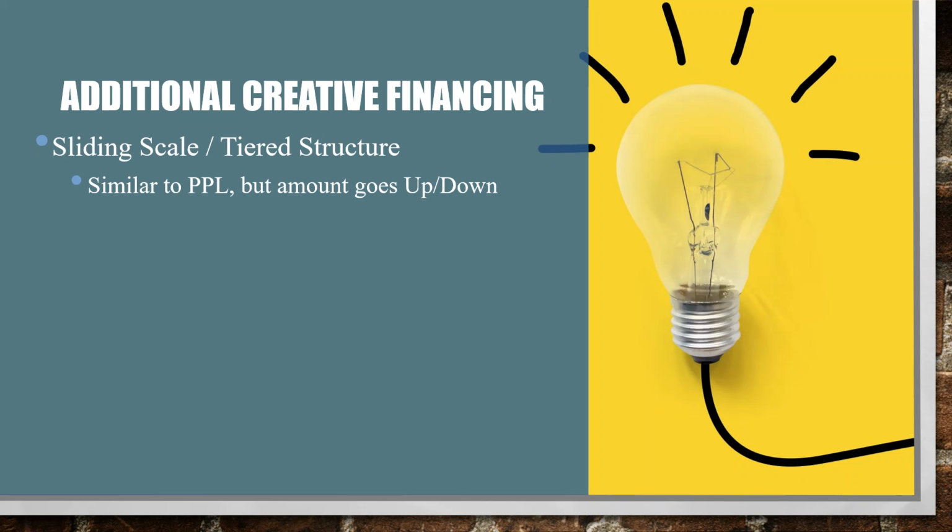You can do a sliding scale or tiered structure. Basically, it's similar to pay per lead, but the amount goes up and/or down as needed. So, in other words, maybe in our agreement, we might get paid $300 per lead for the first 5 leads, and then $200 a lead for the next 5 leads, and then $100 a lead for every lead after that, right? It's just a way for you to slide the scale accordingly to make it fair for both parties, but that is another way that you can get creative about it.